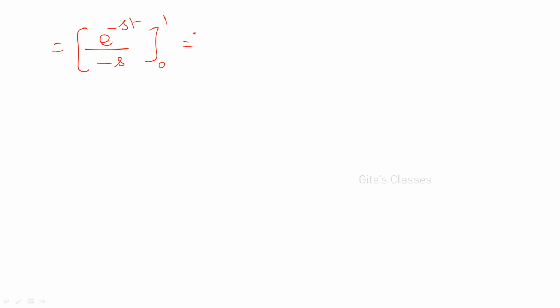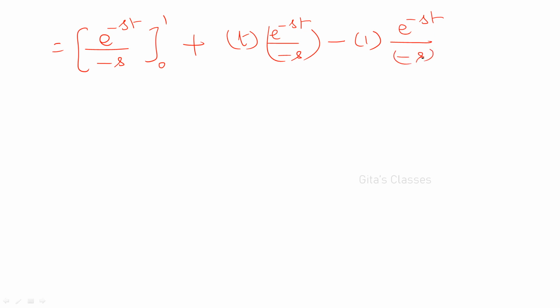Plus, for the second integral, t into e^(-st), you write it like the uv formula. So e^(-st) by minus s, and you keep on differentiating the first function. Minus, derivative of t is 1, e^(-st) by, already we have one minus s, we get one more minus s here. So minus s the whole square, or we can write it as s squared, from 1 to 2.